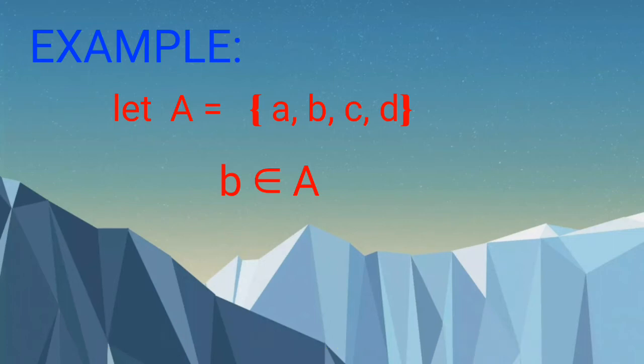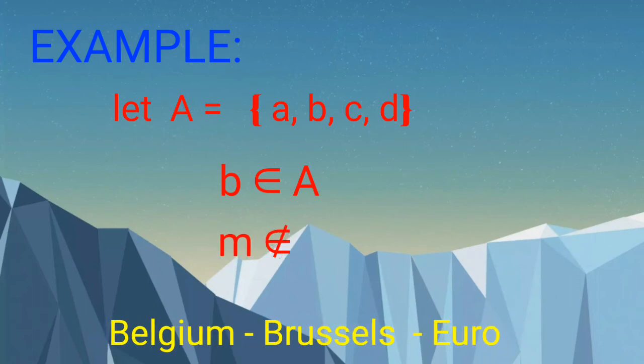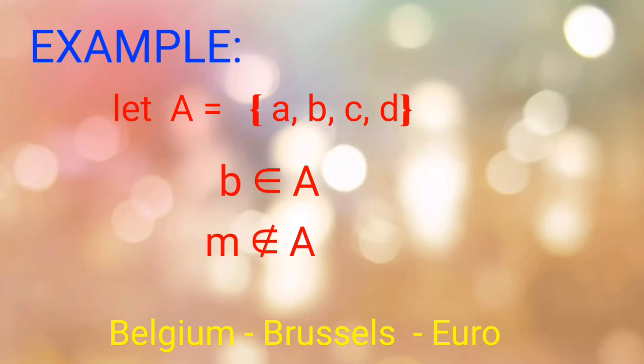Otherwise we use the does not belong to term. Here m does not belong to A because m is not an element of set A. That's why we write m does not belong to A.